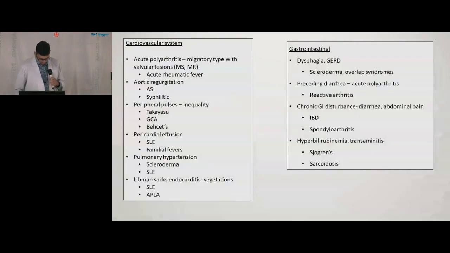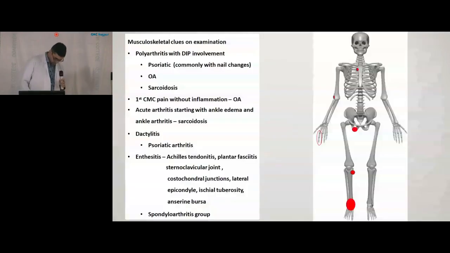Should I skip this or should I just enumerate? It is all given in books as well. So somewhat one slide before the summary, what all clues you can get on clinical examination. Till now we have combined all the examination and history. This is exactly something about the clues.